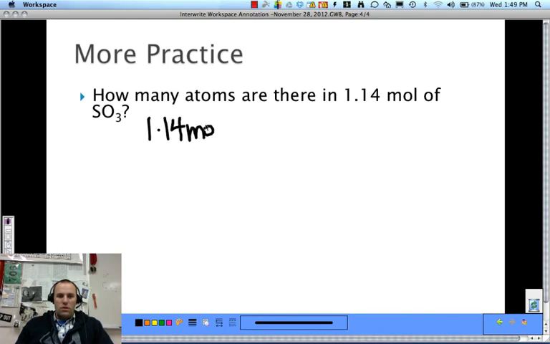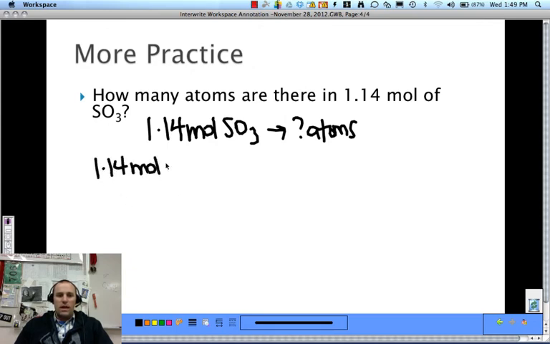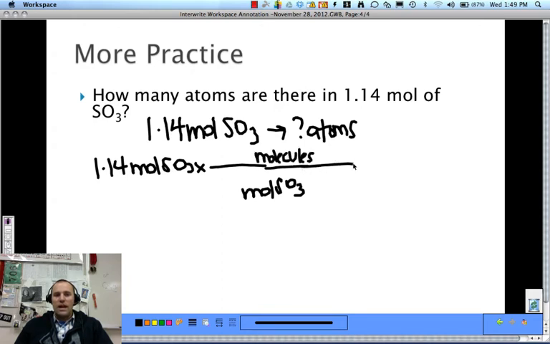1.14 moles of SO3. This is kind of the same problem as the last one. What do we want to know? How many atoms there are? 1.14, write what you know again. Times and then a line. Again, moles of SO3 can only be turned into molecules. If this was an ionic compound, then we'd be turning it into formula units of whatever compound we're doing. If it was an element, then we'd be turning it into atoms straight.